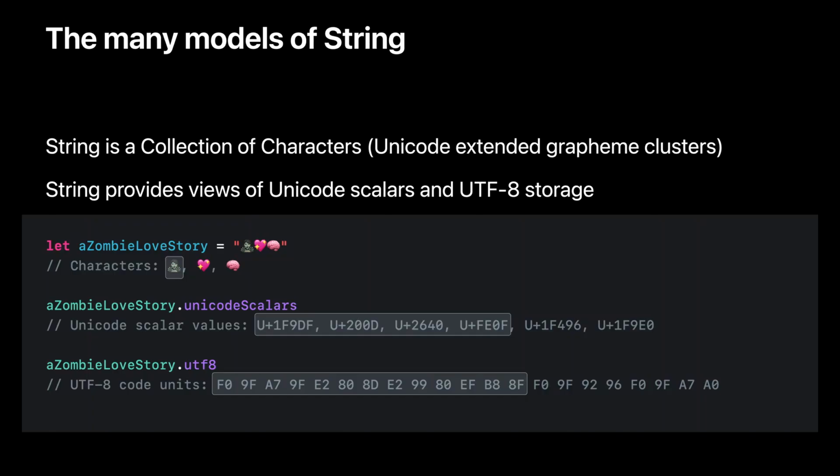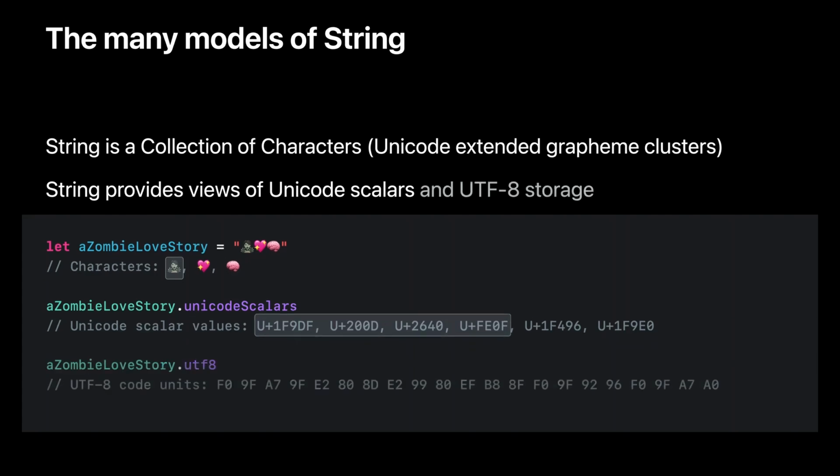The first character, who is our story's protagonist, is composed of 4 Unicode scalars: zombie, zero-width joiner, female sign, and variation selector 16, which in this context signals a preference to be rendered as emoji. Of course. These scalars produce the single emoji we see visually.